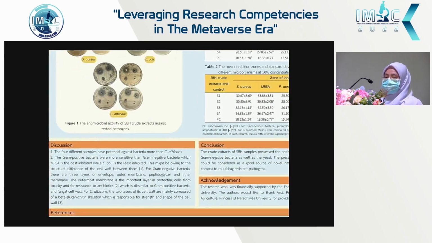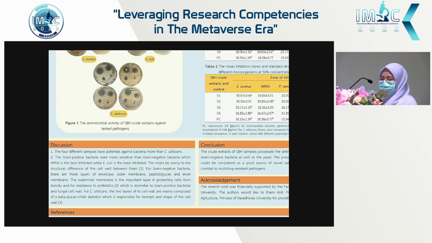For the discussion, the different samples have more potential against bacteria than yeast, and against gram-positive bacteria more than gram-negative bacteria. This might be owing to the structural differences between their cell walls. Gram-negative bacteria have 3 layers of envelope, and they have the ability to protect cells from toxicity, microbial resistance and antibiotic resistance.